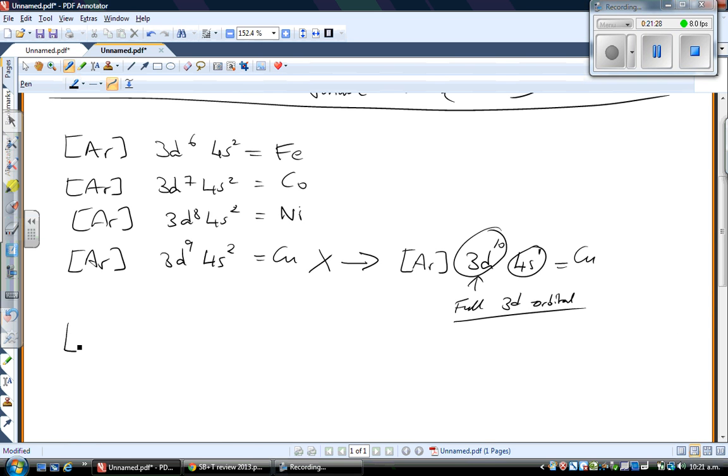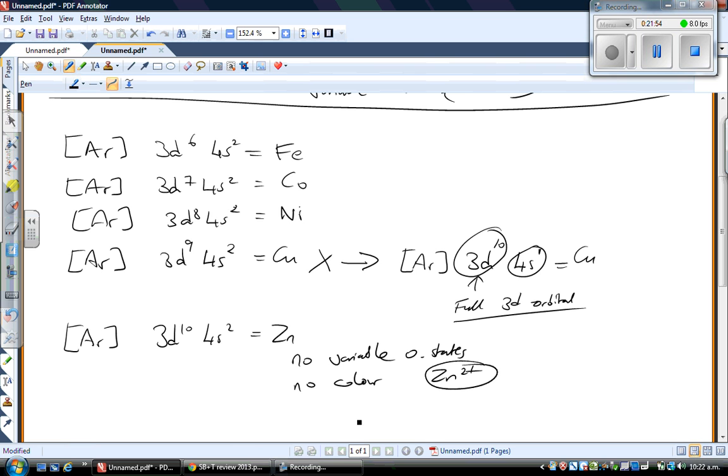And then just for completion, the last transition metal, which I briefly talked about, is zinc, and it is 3d10 4s2. Now, zinc has no variable oxidation states and no colors with any of its species. The only oxidation state for zinc is Zn2+, as you have seen many times, but you've never seen it as Zn+ or Zn3+ or anything like that. So there's no variation in its oxidation state, and there's no color associated with it.